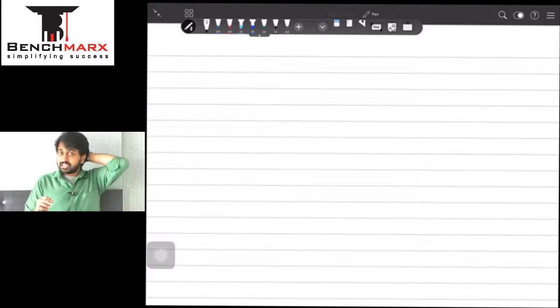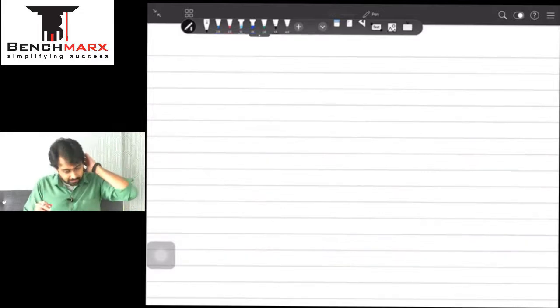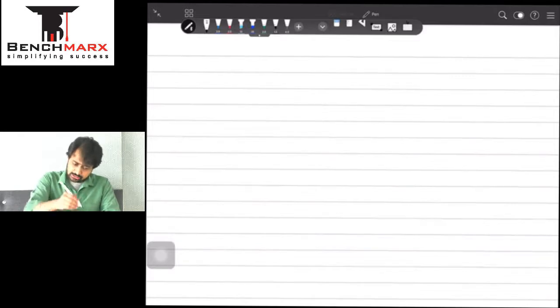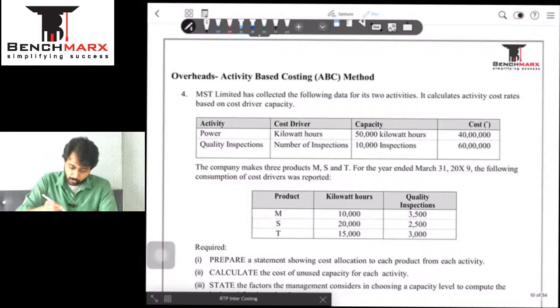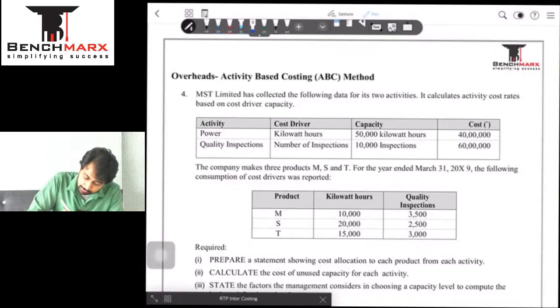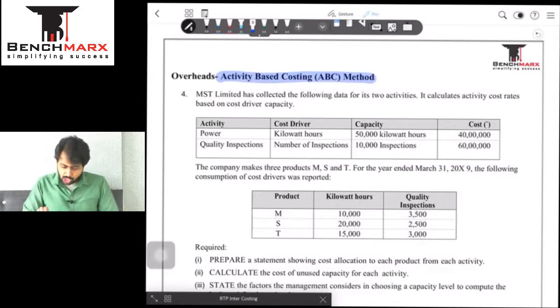In the previous session, I think we discussed question number 1, 2, and 3 of May 19 RTP, and now we'll be starting with question number 4 of the RTP of May 19, and question number 4 is based on the chapter and concept of activity based costing, ABC. Now we have done a question of ABC in which I have given a small intro of what the chapter is. So we'll quickly start with the chapter.